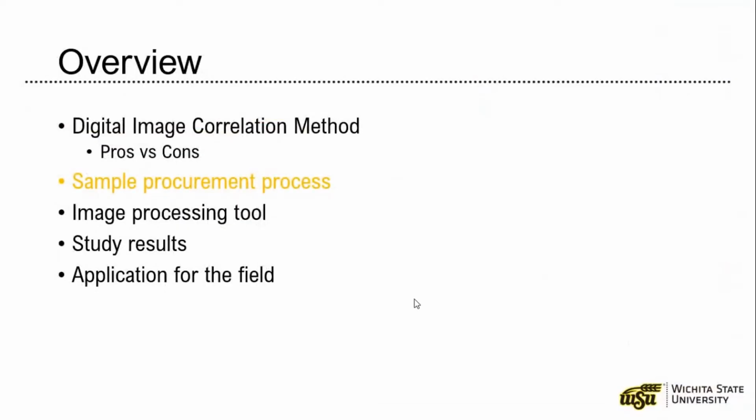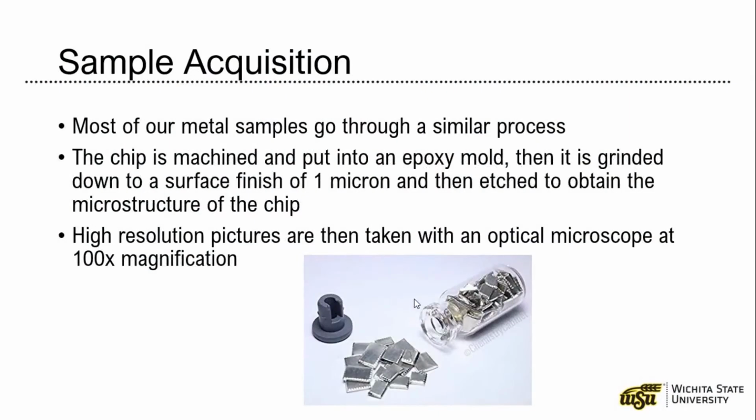So moving on, we're going to talk about how we procure our samples of the chips that we machine. Most of the metals go through a similar process. We set up the tool and we cut the piece or the chip out with a very sharp tool. And then from there, we put it in an epoxy mold. After that's cured, we grind it down to a surface finish of 1 micron and then etch it to obtain a microstructure of the chip. I actually got to do this last semester. I got to go through this whole process. It's very fun. And then after we're done procuring all the samples, we go upstairs and put it under the optical microscope at 100 times magnification, a very high resolution as well.